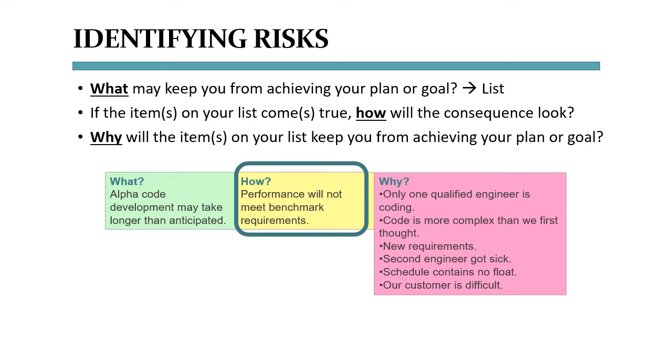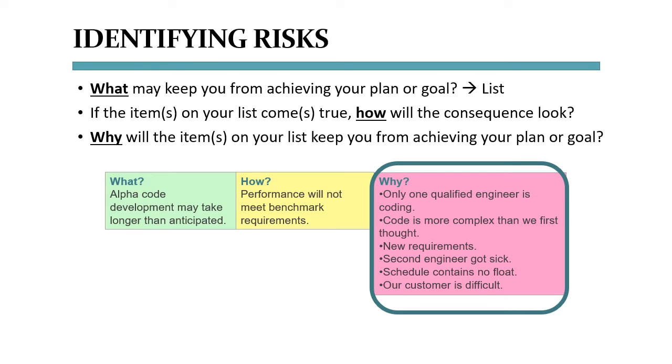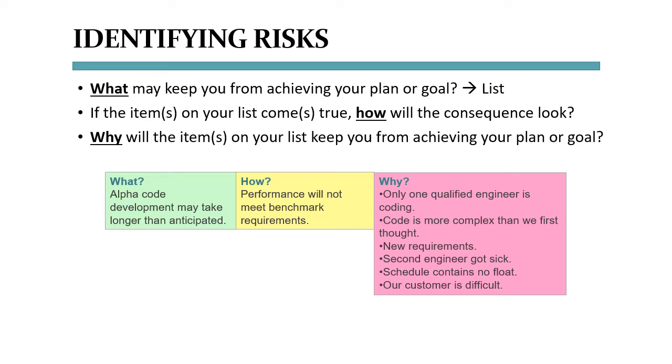Here, the consequence of code development taking longer than anticipated is that the product performance will not meet any of the benchmark requirements. The third question we need to ask ourselves is, why is this a risk? In other words, what are the root causes? Here we're seeing 6 root causes, from a personnel issue, namely that only one person is coding, to the customer being difficult, which we will probably want to elaborate in a little bit more detail. These root causes in the pink box are also often called risk drivers. Risk drivers may force a project to have outcomes different from the plan. You should always try to fix the risk drivers along with handling the risk. Otherwise, the same risk may reoccur.